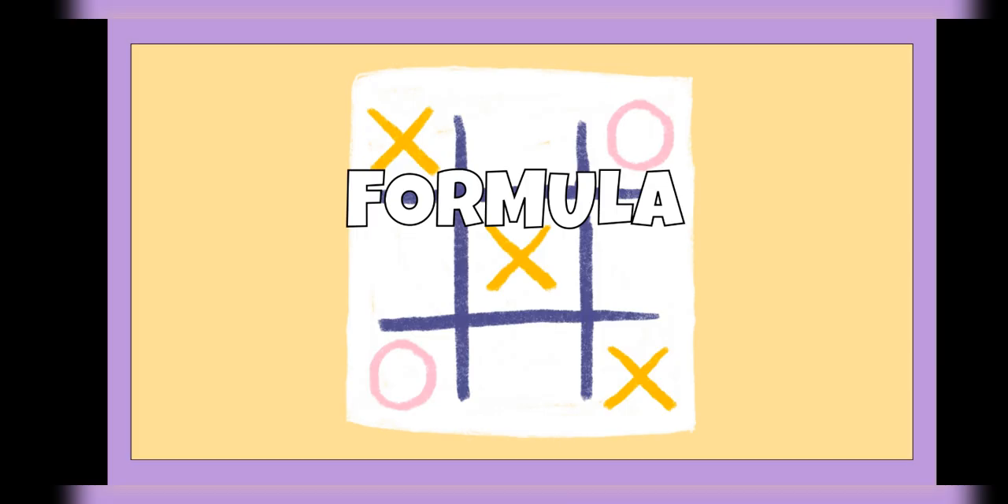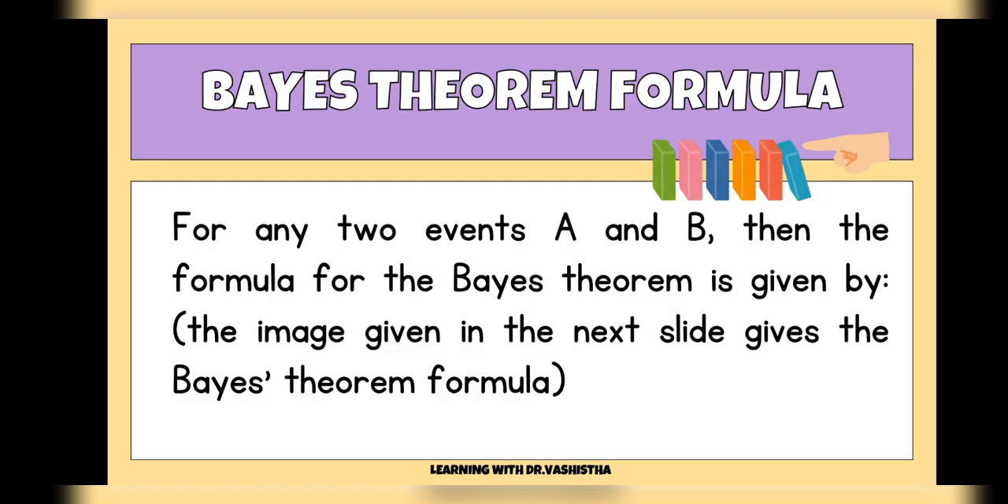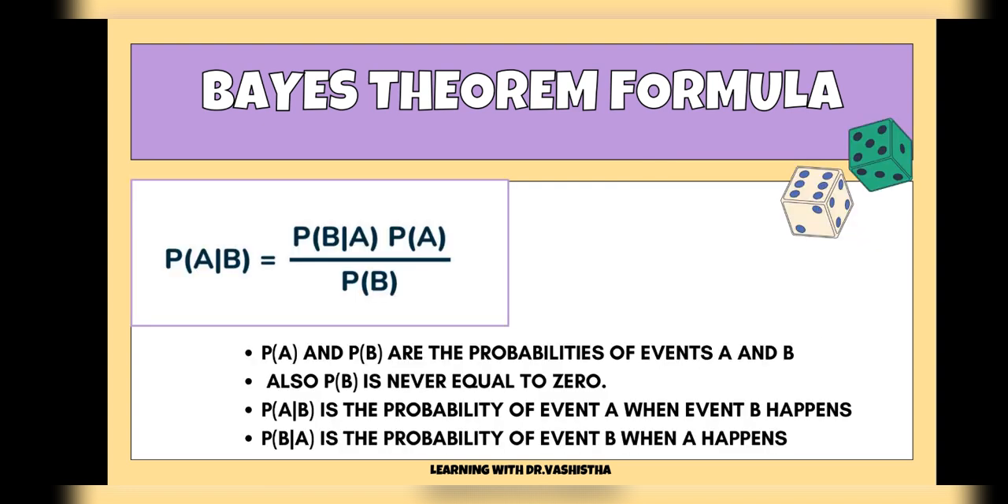So now let's get into the formula part. The formula says that for any two events A and B, if we want to find the conditional probability of event A when B is given, the formula is P(B|A) multiplied by P(A) upon P(B), when the probability of event B is not equal to 0. Similarly, with the same equation and a little replacement, we can find the conditional probability of event B when A is given.